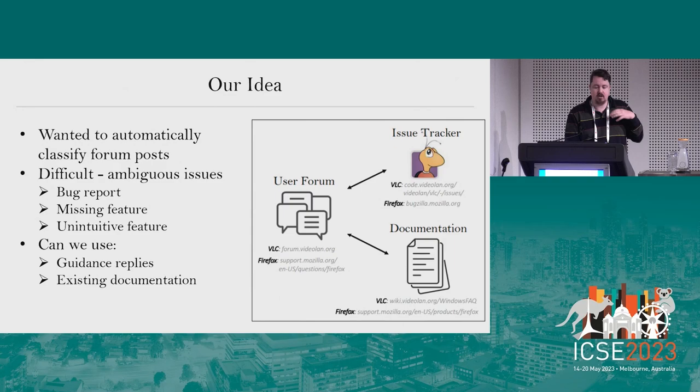So this led us to the idea that maybe we can use some of the replies, some of these guidance replies that are giving context about the issue, maybe we can leverage them to understand what the user is talking about. And also we were thinking about using existing documentation. So if you look at my diagram here, if we're looking at user forums, there might be relevant information in the issue tracker where they're documenting requirements they're working on, and also in existing feature documentation.